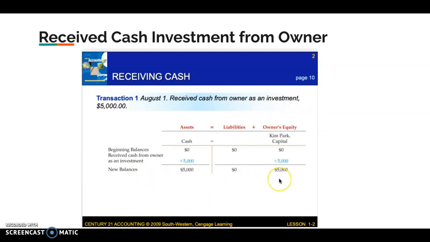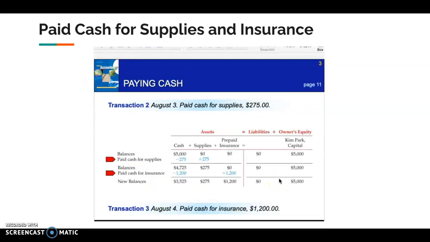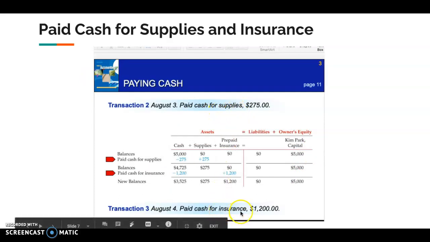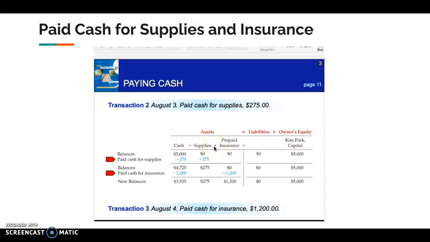So the accounting equation equals. All right, now we're going to pay cash. We're going to be buying supplies, and we're going to be buying insurance. The accounts are called supplies, and we call insurance prepaid insurance because we're prepaying for our protection. All right, and these are assets because if you remember, assets are things that we own.